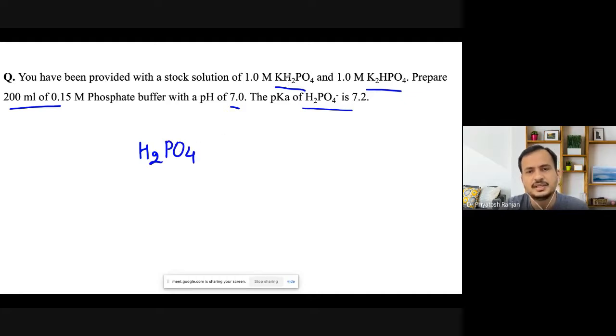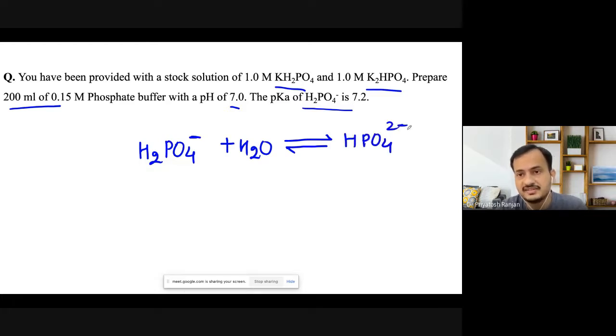So remember, it's a potassium salt, so I can consider this as H2PO4 minus getting into an aqueous solution. What that is going to do is release a proton. It's a weak acid, so it's going to release the proton very slowly with a progression of time and form HPO4 2 minus, and the released proton will combine with H2O to form H3O plus.